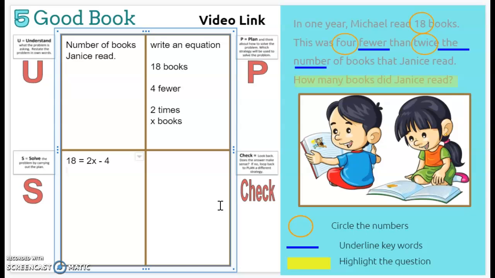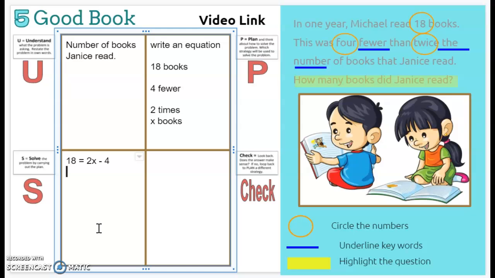Again, let's read it one more time. In 1 year, Michael read 18 books. This being the 18 books is 4 fewer, fewer means minus, than twice the number of books Janice read. So 2 times the number of books Janice read.